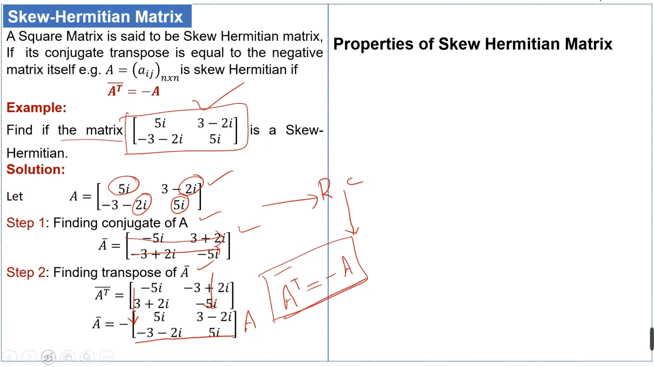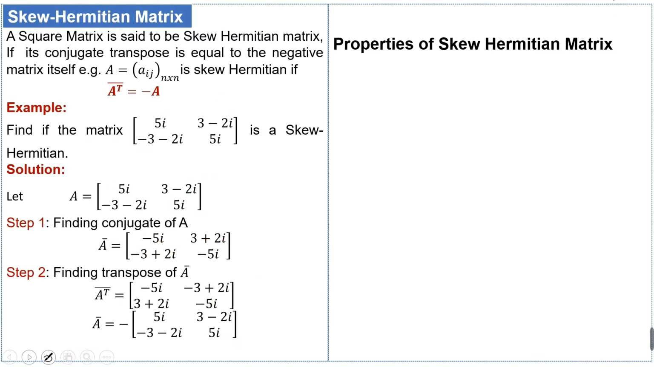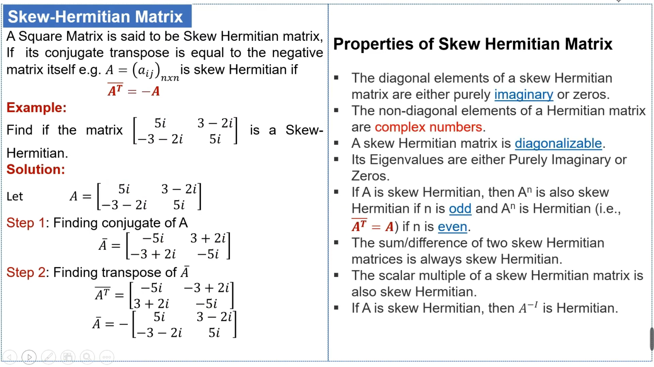Now we discuss some properties of the matrix. The diagonal elements of the skew Hermitian matrix are either purely imaginary or zero. Here we can see that these are imaginary, or these can be zero. Next, the non-diagonal elements of a skew Hermitian matrix are complex numbers. Here we can see that the non-diagonal entries are complex numbers. Third, a skew Hermitian matrix is diagonalizable.